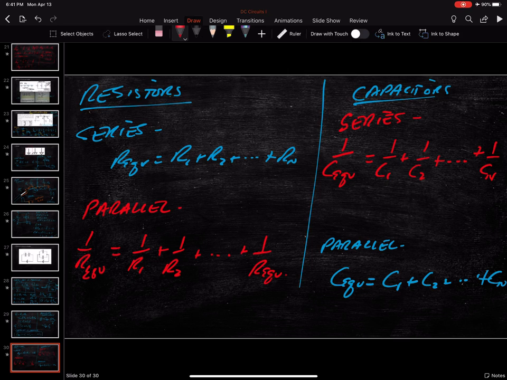So series and parallel resistors and capacitors do the opposite things. Resistors in series are simple, capacitors in parallel are simple. Resistors in parallel are more complicated, capacitors in series are more complicated. And should I show you where it comes from? All right, what the heck?